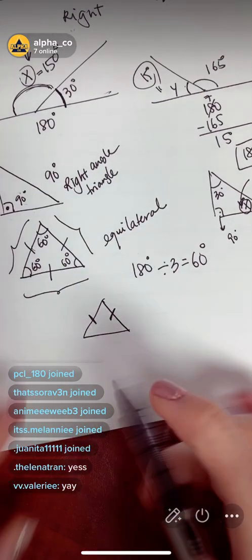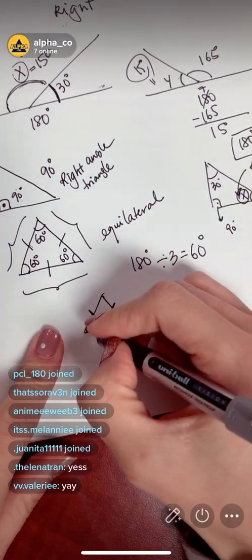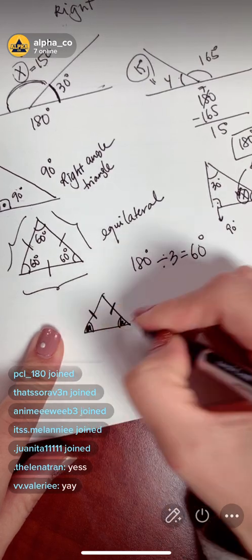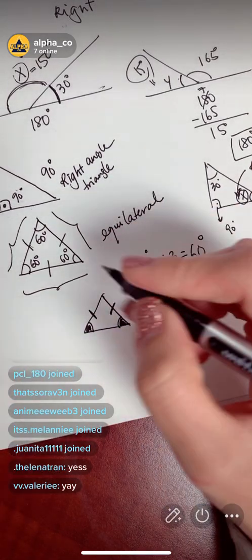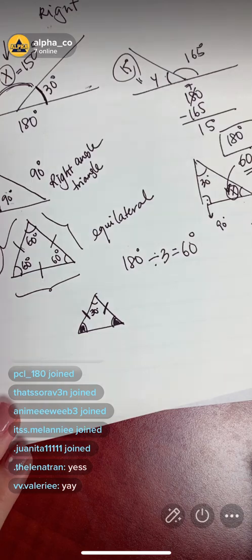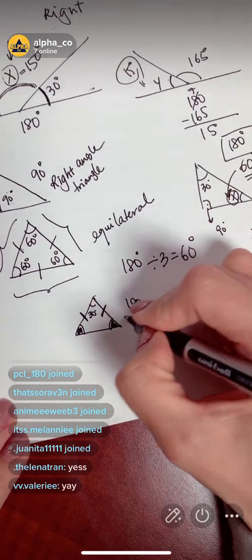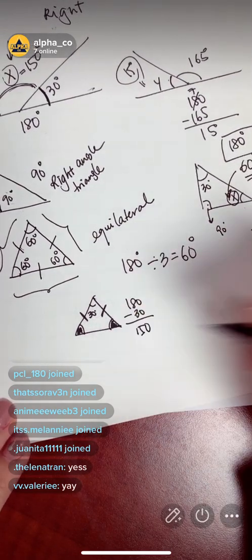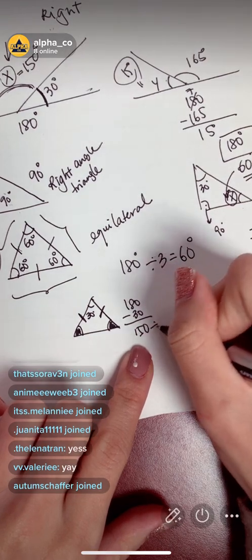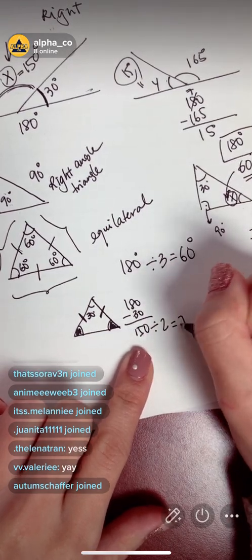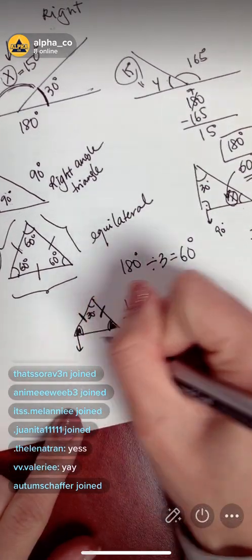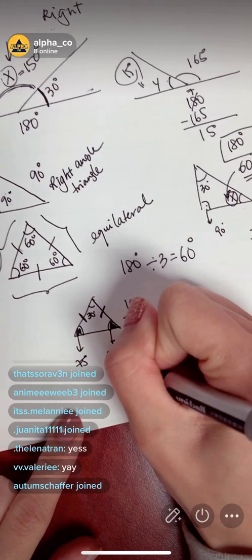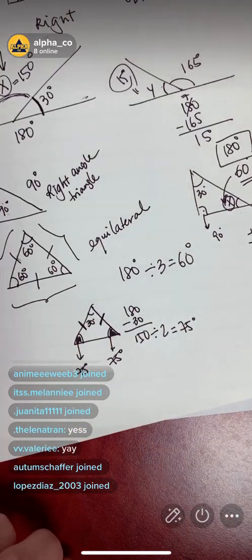If two sides are the same, that means these angles are the same. So if I have, let's say, 30 degrees on the top, I'm gonna go 180 minus 30, it's gonna be 150. So 150, I'm gonna divide by 2, which is gonna be 75. So these two angles will have the same angle, 75.